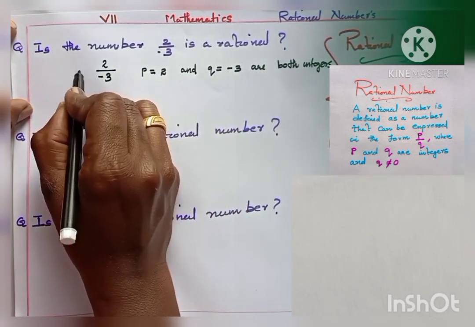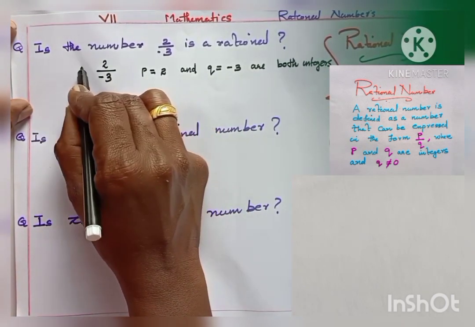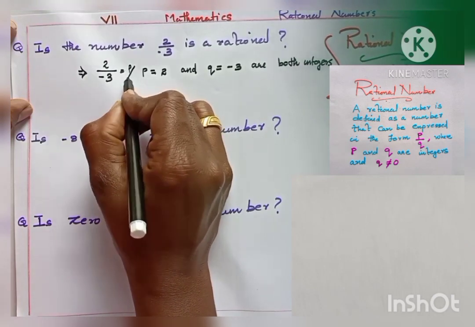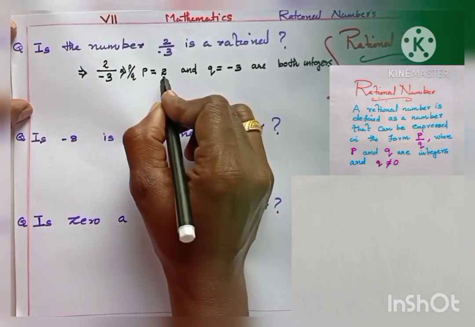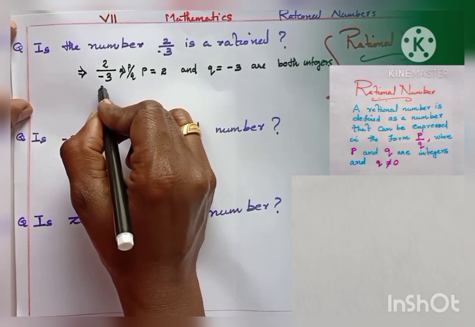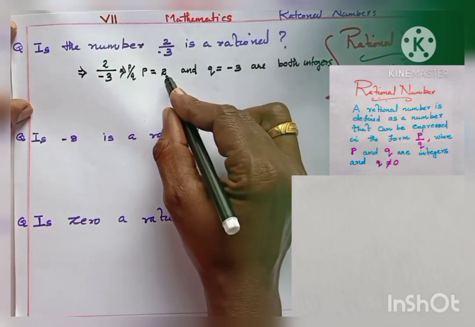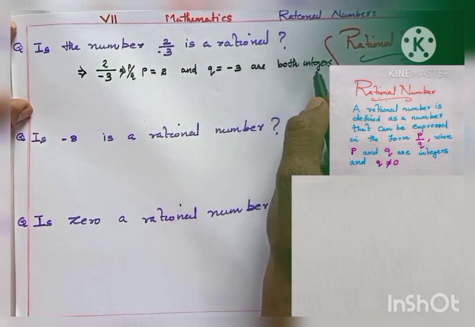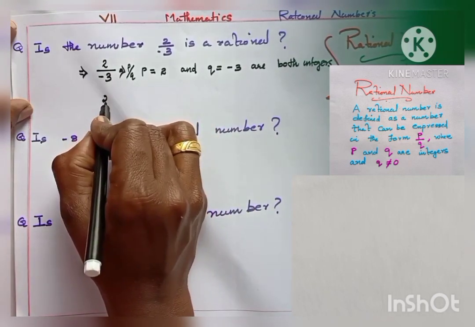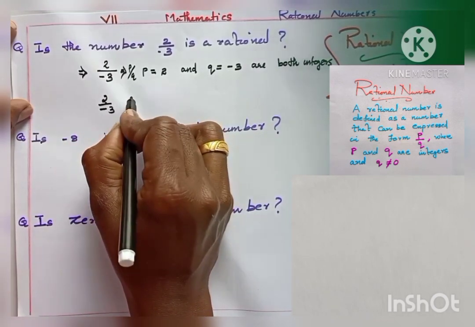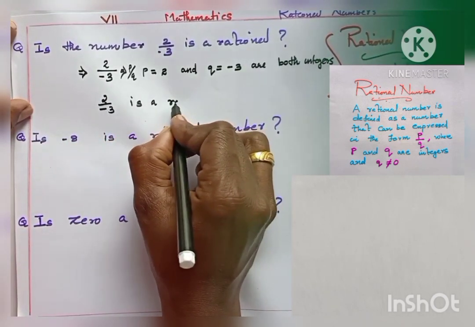Okay, this is the form of p by q. P is 2 and q is negative 3. 2 and negative 3 are integers. So 2 by minus 3 is a rational number.